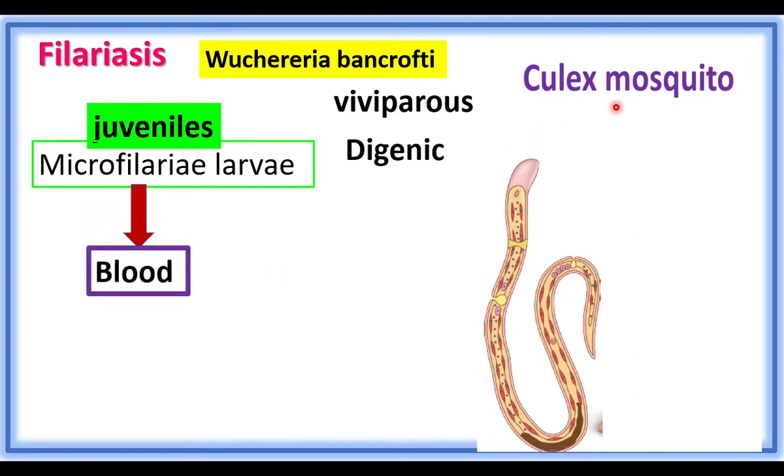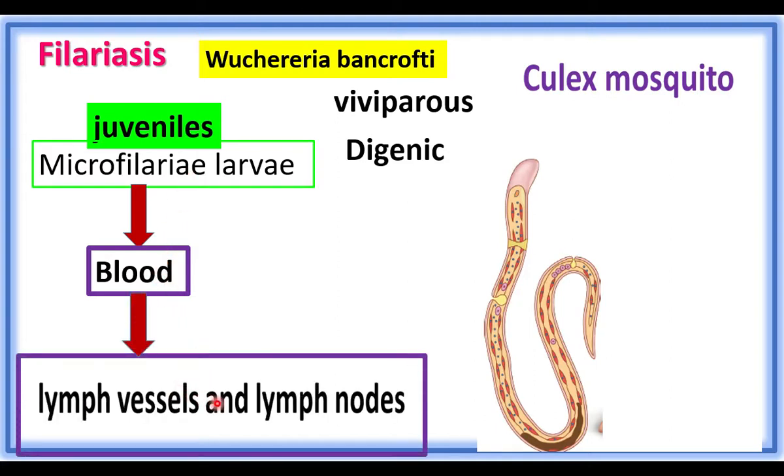When a Culex mosquito sucks the blood, it will be infected. It will spread the disease. In the patient, from the blood, the microfilarial larvae enter the lymph nodes and lymph vessels, where they develop into adults.